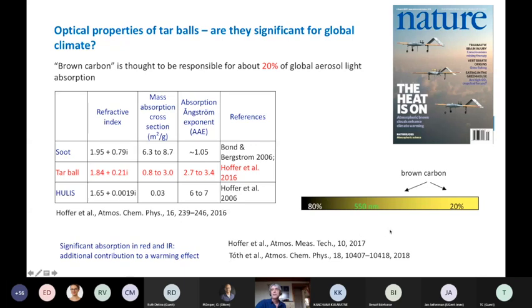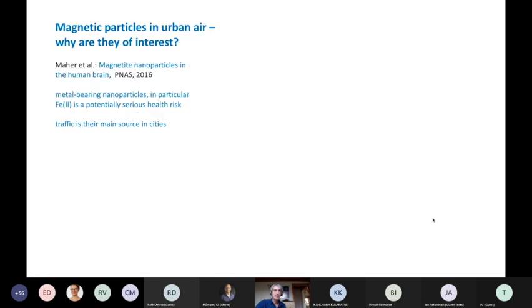Actually, I selected this example because this was a particle type that was identified using TEM, and now the properties of this particle type are, I think, included in all these global climate models that tell you whether it gets 2 degrees or 3 degrees higher next year.